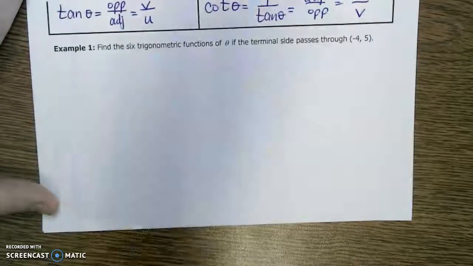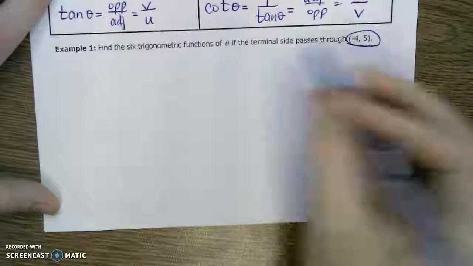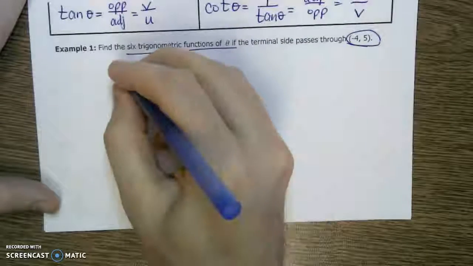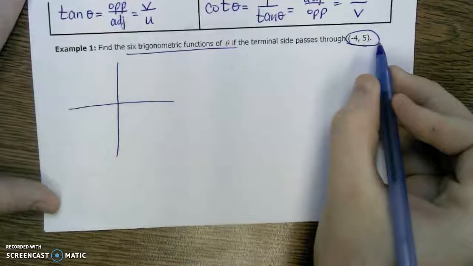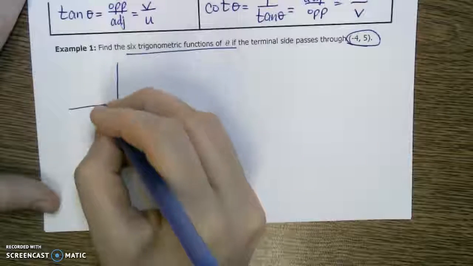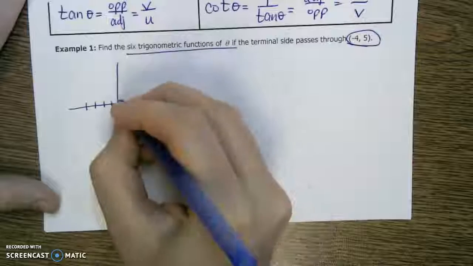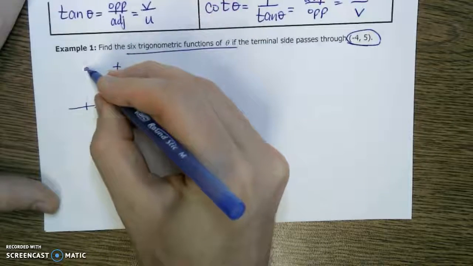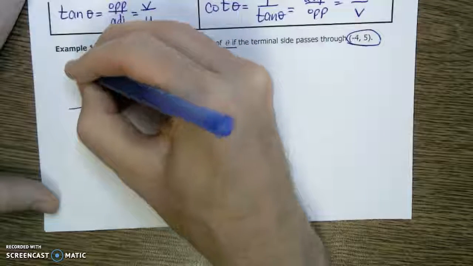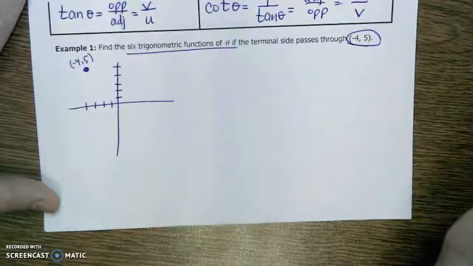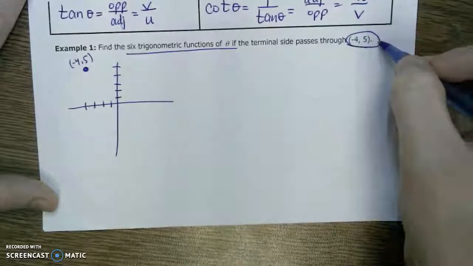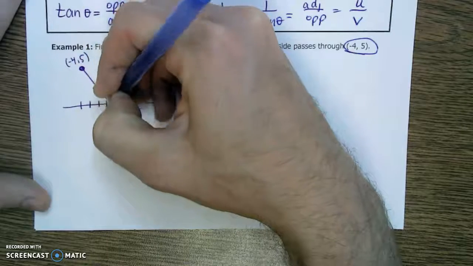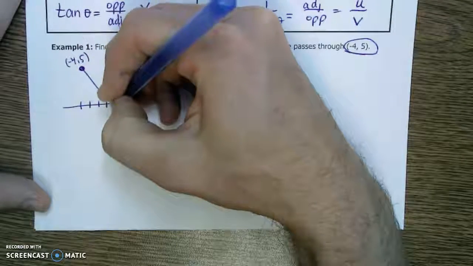In example 1, we're going to start by plotting this point, and then we're going to find the 6 trig functions of theta. So you plot that point just like a normal ordered pair, -4 on the x, so left 4, +5 on the y, up 5, and plot your point. The point -4, 5. Now we're going to turn this into an angle. This is a point on the terminal side of an angle. So we're going to connect it to the origin. Always connect it to the origin.